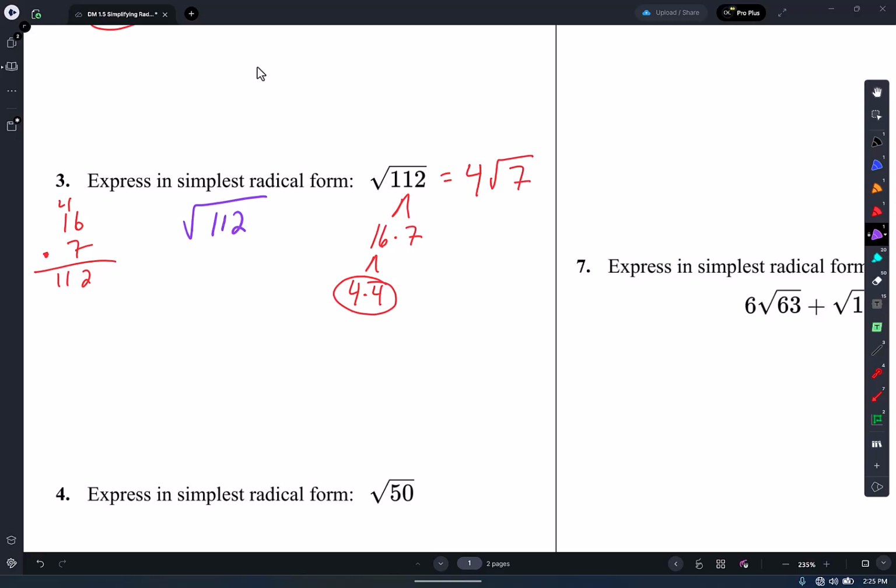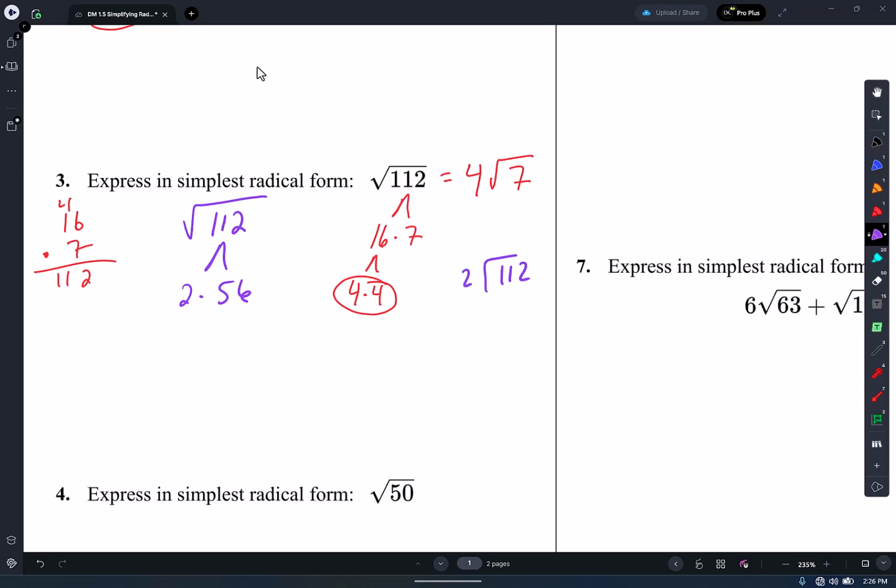So that 112 is an even number. I think it's pretty easy to just divide every number by 2 because it's easy to divide by half, right? So 2 times what is 112? Well, 112 divided by 2 is 56, because 50 plus 50 is 100, and 6 plus 6 is 12. So I got 56.